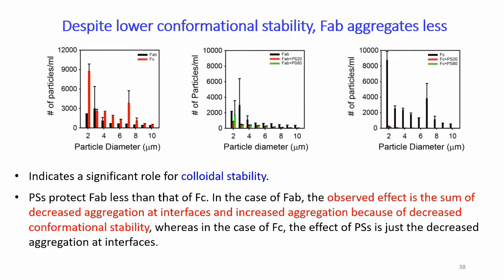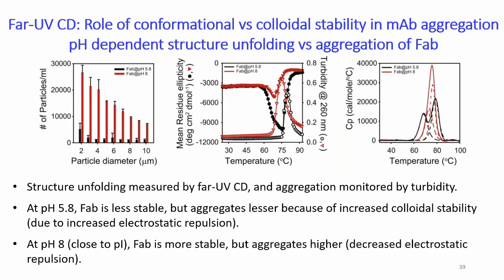To confirm this, we did the Fab aggregation studies under two pH conditions, pH 5.8 and pH 8. pH 8 is close to the pI. In this middle panel, we are monitoring the change in the far UV-CD as a function of temperature, and we are monitoring again the turbidity of the solution using the same Chirascan. You can see that the pH 5.8 solution is unfolding at lower temperatures compared to pH 8 solutions.